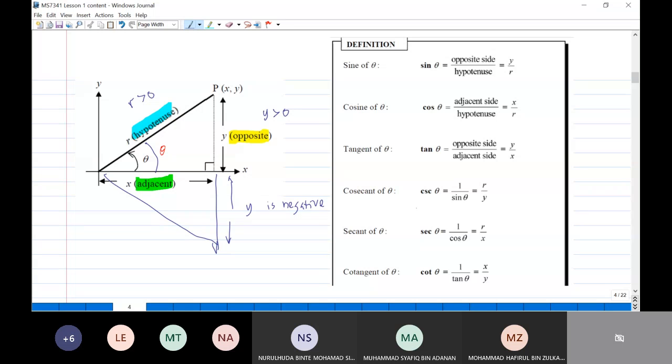So above the x-axis, y is positive. Similarly, your x can be positive. So x is positive if x is on the right. Just like above there, x on the right, so x is positive.